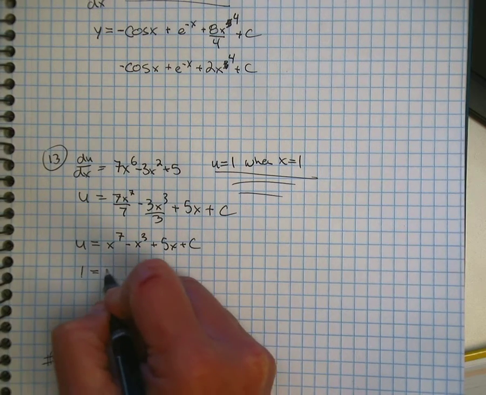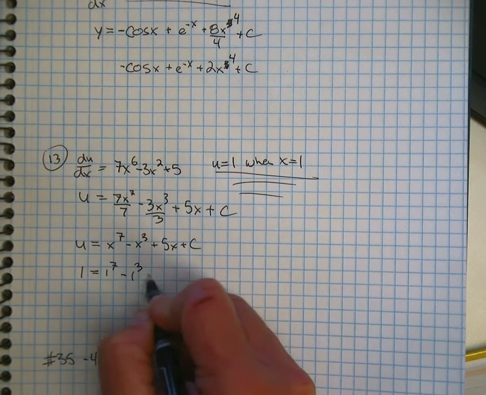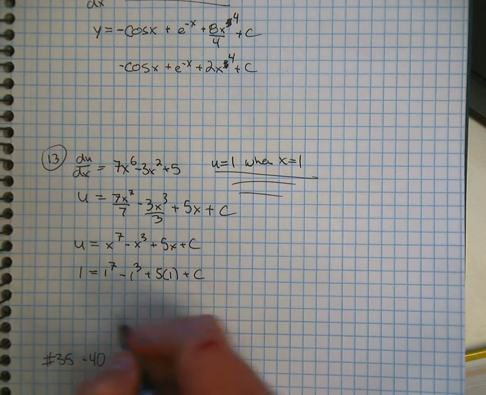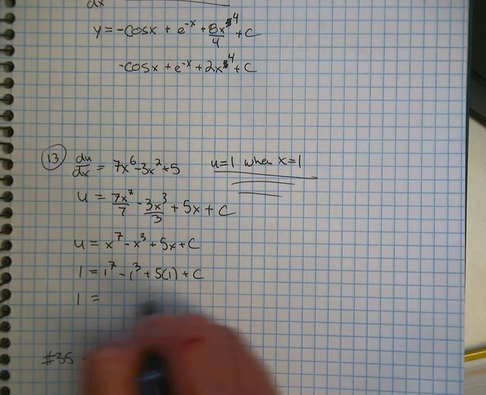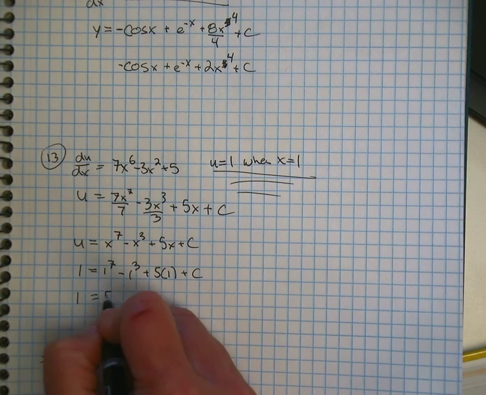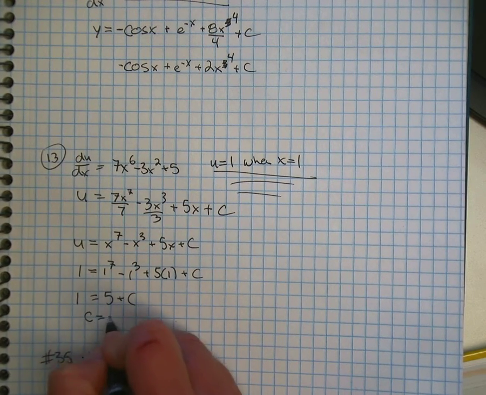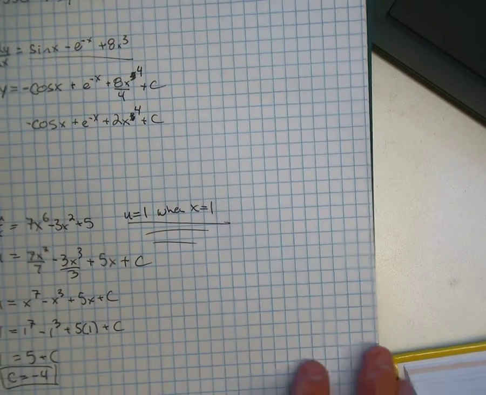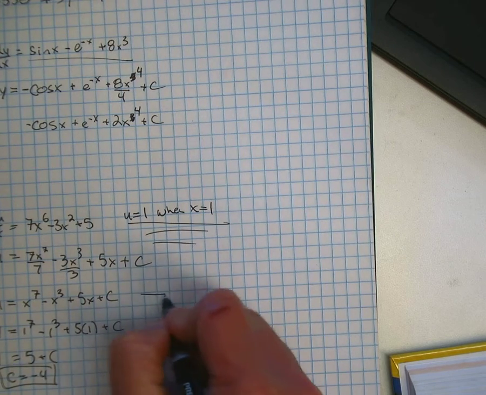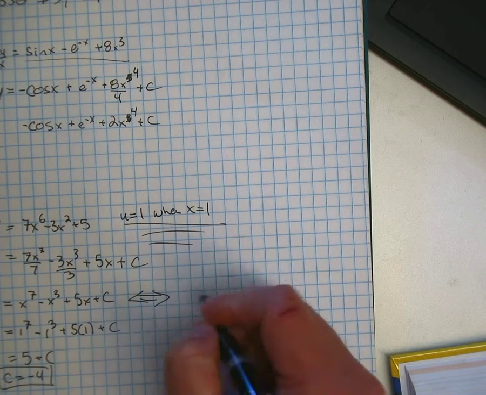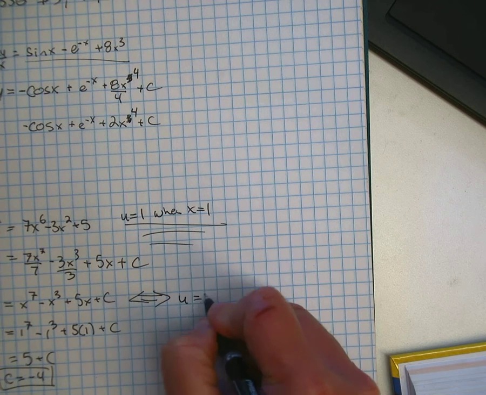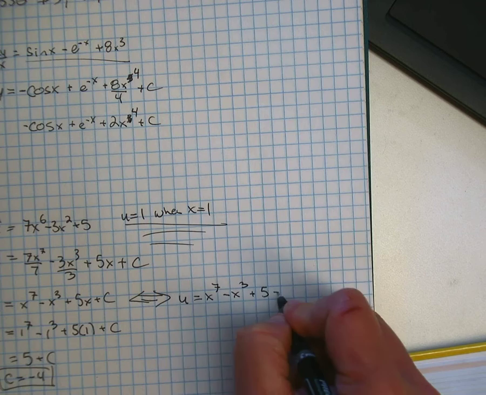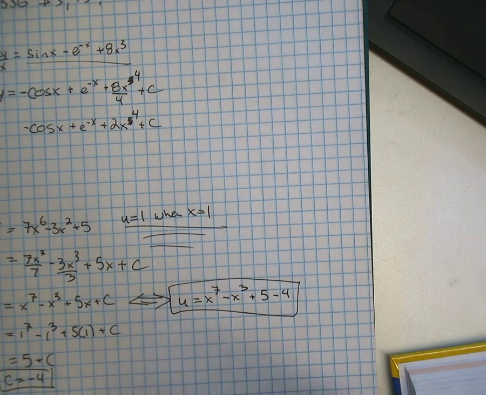So 1 equals 1 to the 7th minus 1 to the 3rd plus 5 times 1 plus c. So what we're doing is figuring out what that c is. 1 equals 1 minus 1 is 0, 5 plus c, so therefore c has to be negative 4. Now, it says explicitly, so don't forget to write the actual answer. Plugging in c is negative 4, we get u equals x to the 7th minus x to the 3rd plus 5x minus 4, and that would be a good answer.